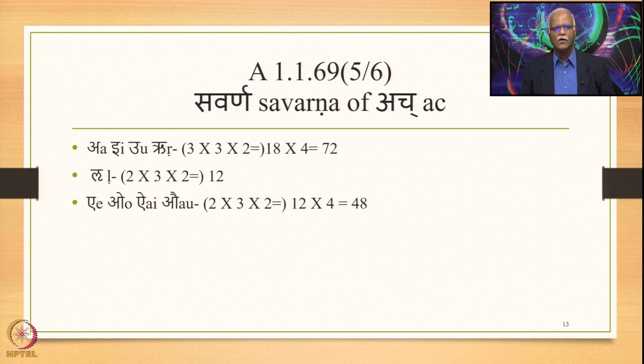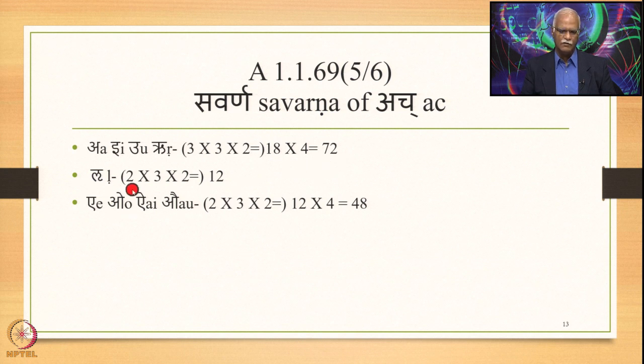Now, if we talk about the right hand side environment, which is ach, and what are the savarnas of ach, following the same description that we saw on the last slide, we can say that a has 18 varieties, i 18, u 18 and ru 18. 3 rasva, dirgha, pluta into 3 udatta, anudatta, svarita into 2 anunasika, ananunasika, 18 varieties each, and 4 vowels. So in all there are 72 varieties.